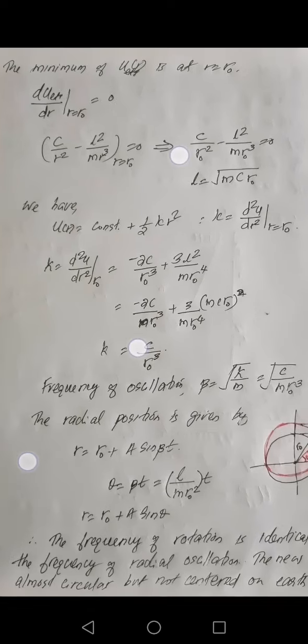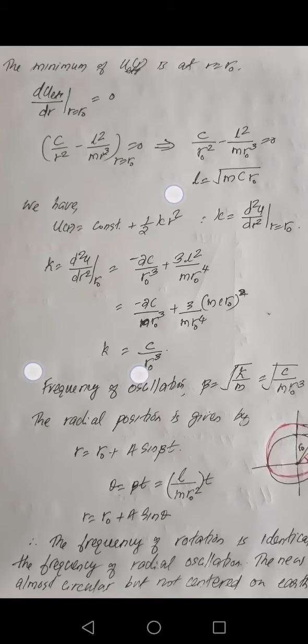So earlier we have learned, in the last semester, we have learned u of r is equal to a constant plus half k r square, where k is d square u by dr square at r is equal to r0. Okay, so using that idea, k is equal to d square u by dr square at r0.